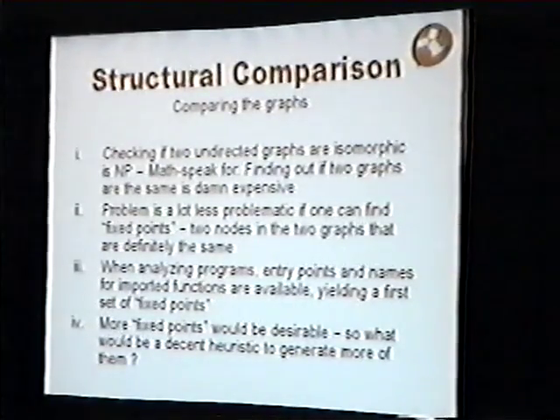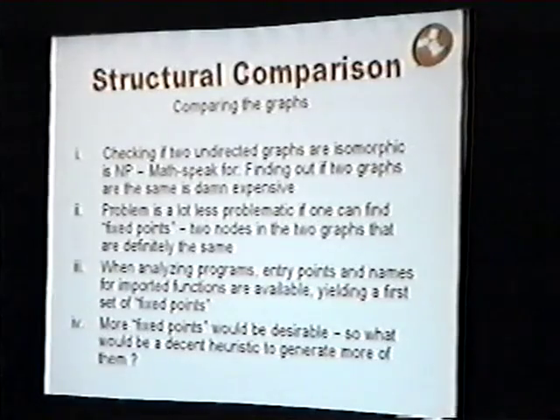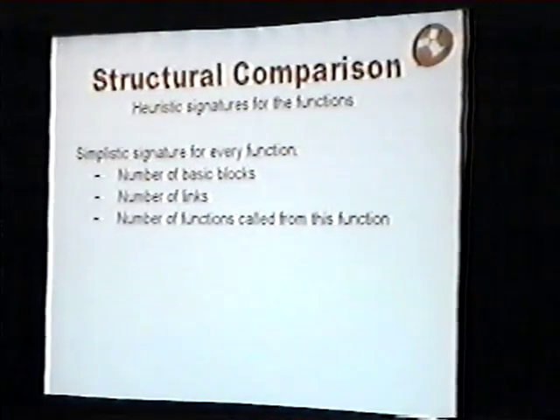As a horrible mathematician, I'm not coming up with a sound way of finding more fixed points. I came up with a relatively stupid heuristic to find these things, which seems to work fairly decently in practice. You generate a signature for every function consisting of its number of basic blocks, its number of edges, and the number of functions called from this function. Before you generate the signature, you have to do some restructuring if the compiler has chopped off some things, but we won't go into this too much.